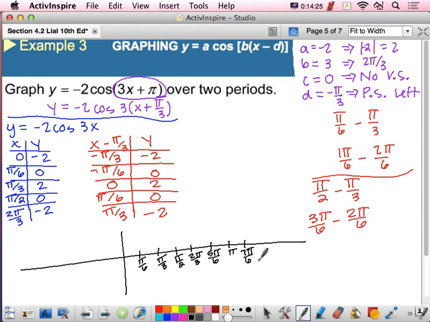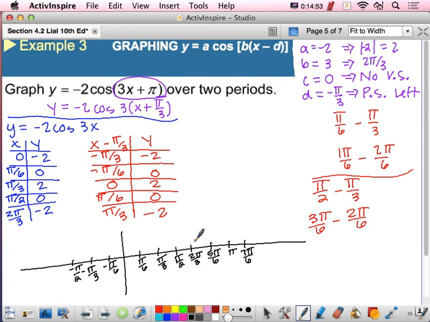I thought it went through 7 pi over 6. It might, I don't know. That's not in my table. Oh, okay. That's just 1 pi over 6 and pi over 3. Let's extend out to the negatives. I need negative pi over 6. Negative 2 pi over 6 is negative pi over 3. Negative 3 pi over 6 is negative pi over 2. And I'm tired, so I don't want to go negative anymore.